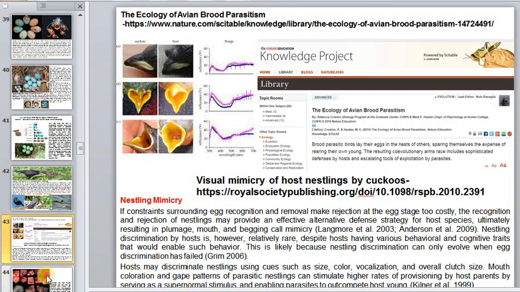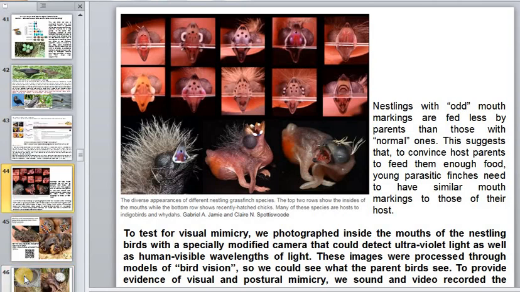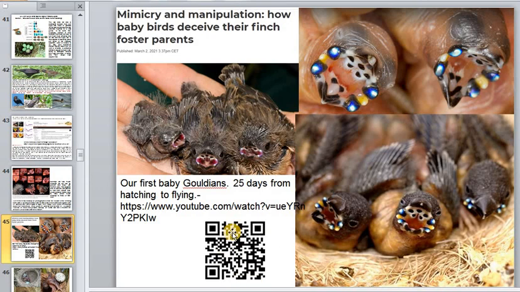And you can use a different code. Here we see the different code of nesting with autonomous markers, fed by parents, and those with normal ones, and even a very complex code for protection. Look at how the beak of the chicks is patterned, and it will be difficult to imitate. And here I even use the QR code.